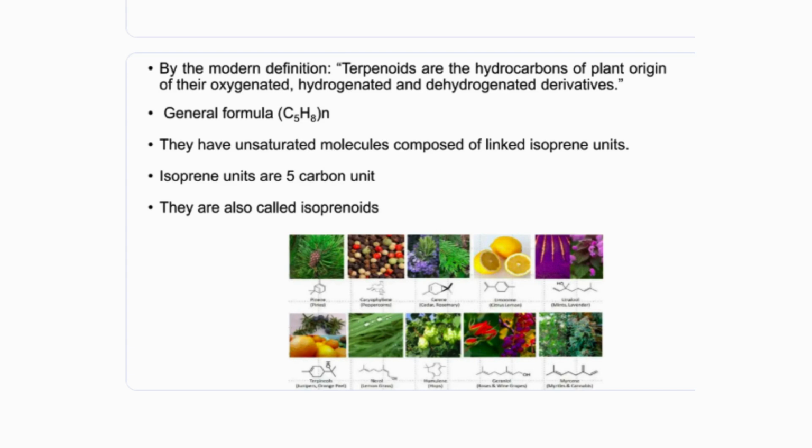So, by the modern definition, terpenoids are the hydrocarbons of plant origin and their oxygenated, hydrogenated, and dehydrogenated derivatives. The general formula of terpenoids is (C5H8)n, where the number of carbon and hydrogen atoms depends on their types. They are unsaturated molecules composed of linked isoprene units. Isoprene units have a 5-carbon unit, and they are also called isoprenoids.